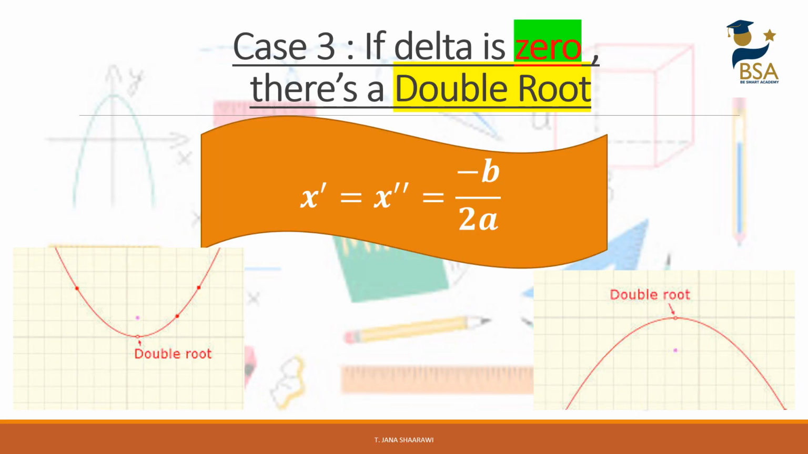Now case 3, if delta is 0, there is a double root. What do we mean by the double root? We mean that x prime equal x double prime equal minus b over 2a. As you can see here, the curve will be tangent to the x-axis. So here we have a double root, as if A and B are here, but in this case, A and B coincide on the same point. And the second one here, the quadratic function is also tangent to the x-axis. At this point, we say that we have a double root.